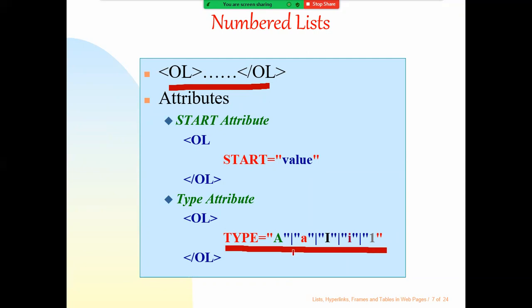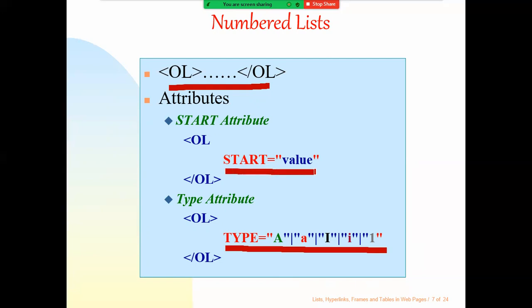Like you can specify the alphabets to be used as your numbered list, or you want to have the Roman letters, or you want to have the numerical values 1, 2, 3, 4. So you can specify the type is equal to what is the type you want. In addition to this, you can also specify the start value.